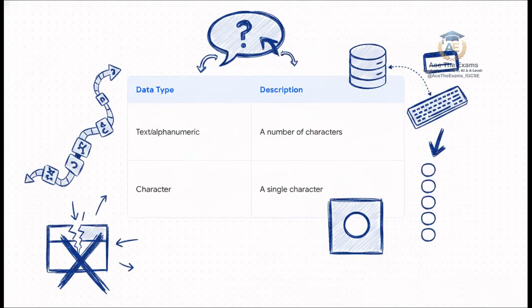Like this comparison right here. It is so easy to mix these two up. Text, which is also called alphanumeric, allows for a string of multiple characters, like a full name or a street address. But character, that is strictly for one single isolated character. Think of a multiple choice answer where the field can literally only hold an A, B, C, or D. Picking the wrong one here is a classic exam mistake, so keep them straight.